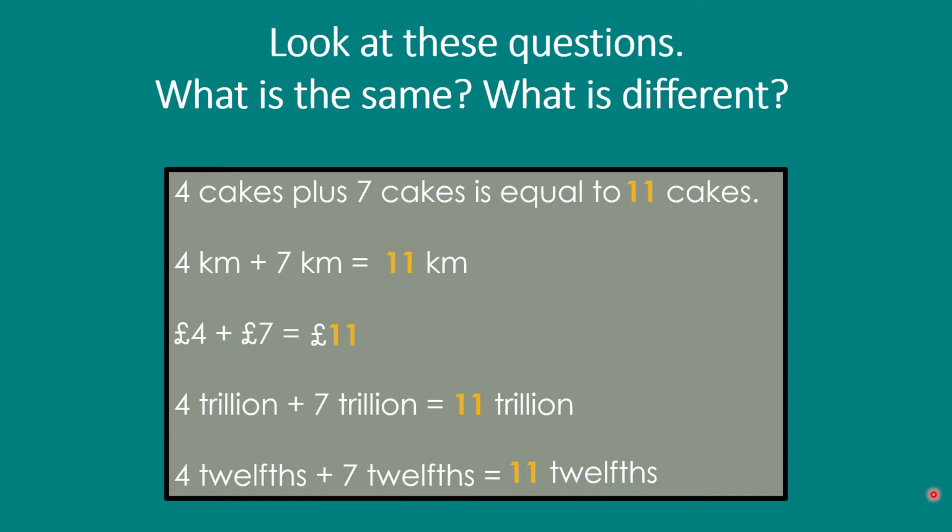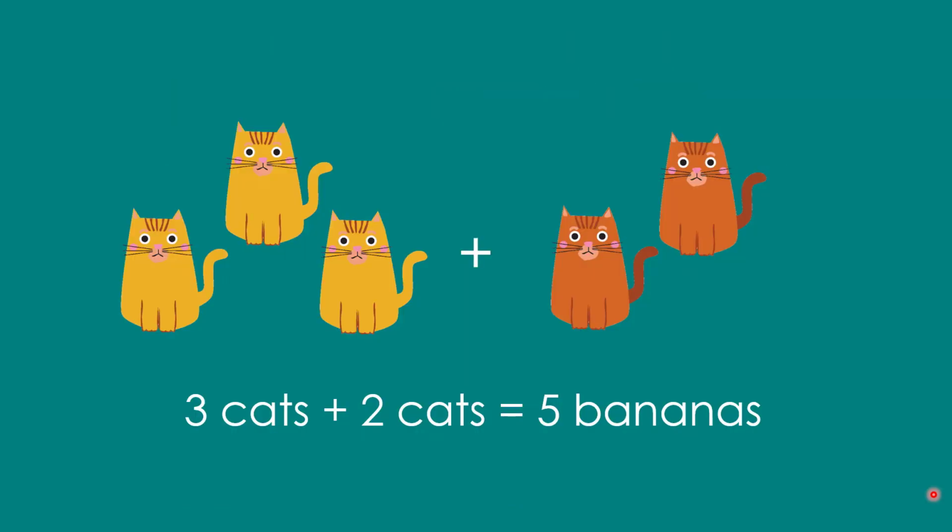So, what's the same? What's different? Well, what's the same? It's always 11 of something. Our answer is 11. What's different? The units change. What we're counting changes. Isn't that right? A final example before we answer the big question. So 3 cats plus 2 cats is equal to 5 bananas. Happy with that? Excellent, let's move on.